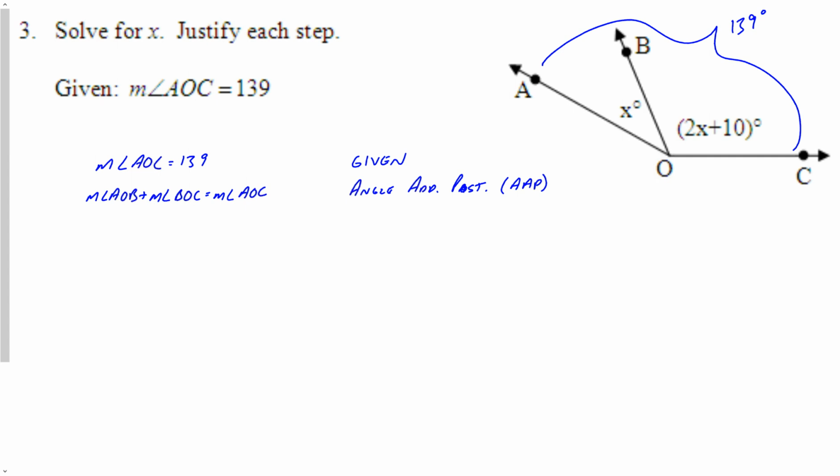So now if I know that those two smaller angles add up to be my larger angle, once I have written out the equation using the names of the angles, I can go back and replace those names with the actual expressions that I have in my diagram. So in place of measure of angle AOB, I can put x. In place of measure of angle BOC, I can put 2x plus 10. And then again, measure of angle AOC we were given was 139, so we can put that in as well. The property we just used to write that step, not subtraction, this was substitution.